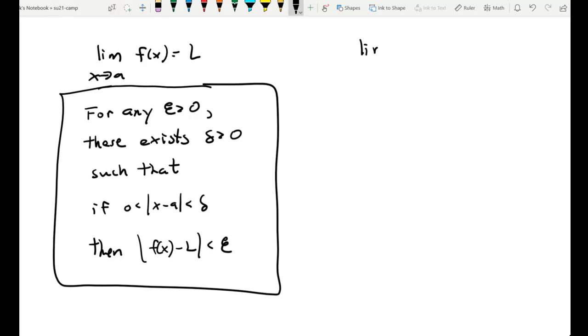All right. So suppose we want to find the limit or prove the limit of, let's say, 3x minus 2 as x approaches 2.